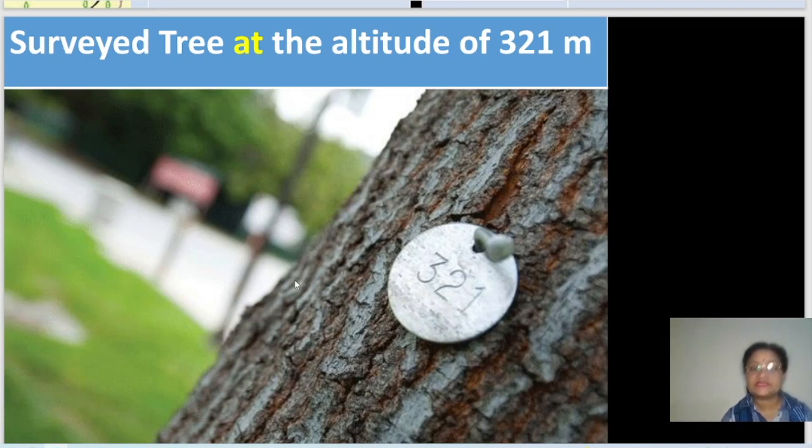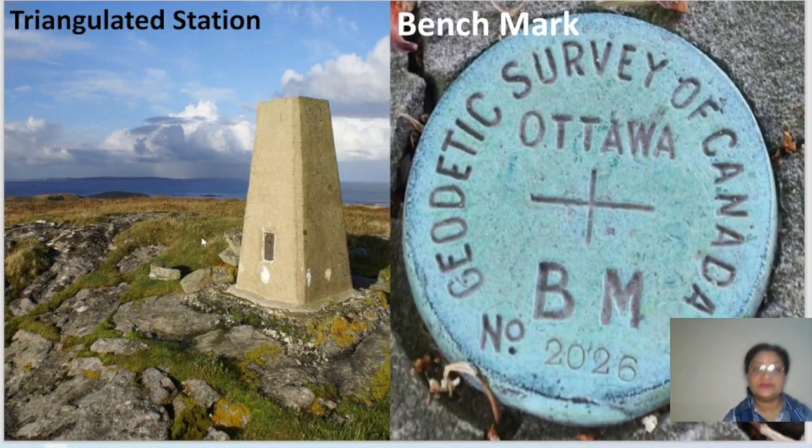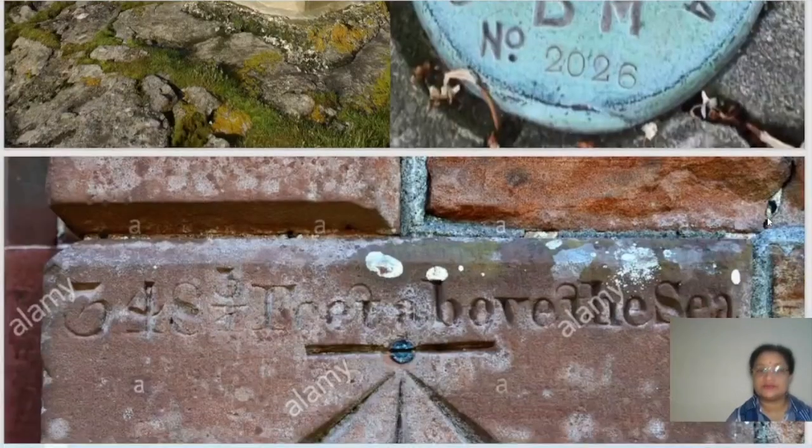That point, that place is at 321 meters above the mean sea level. This is a triangulated height, right? On the left side you can see the triangulated station is shown with the help of this. It is always a better way to show the height. Another one generally used in this case is the benchmark. Always over any structure, you will find this type of thing, BM 2026, right? So this is called the benchmark height.